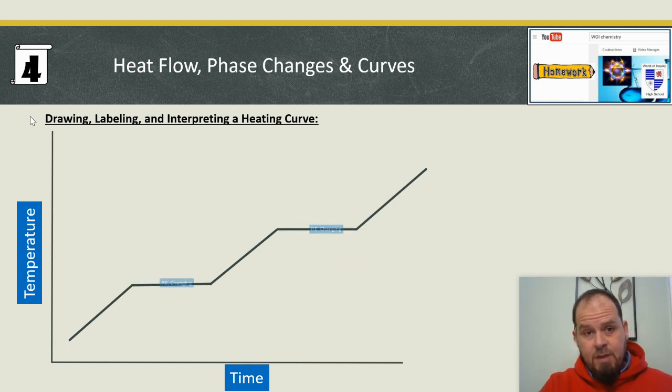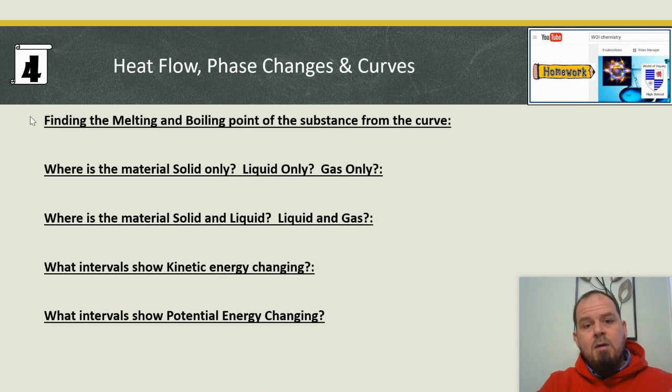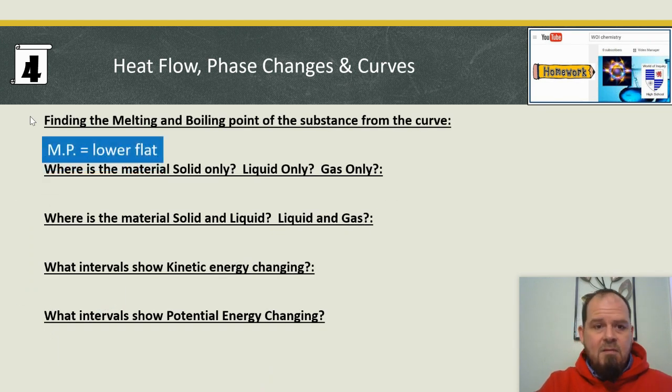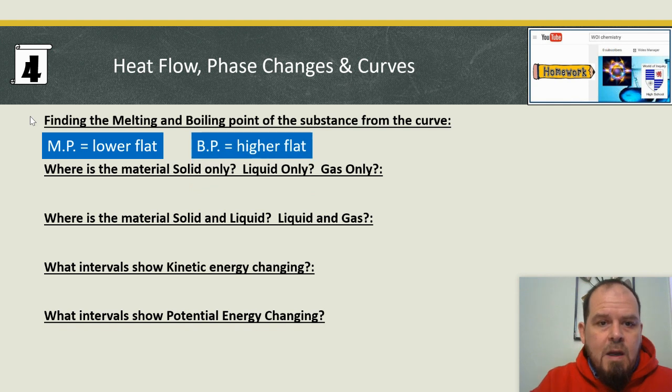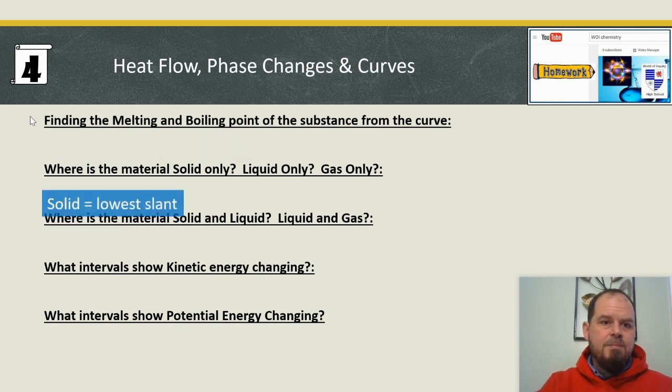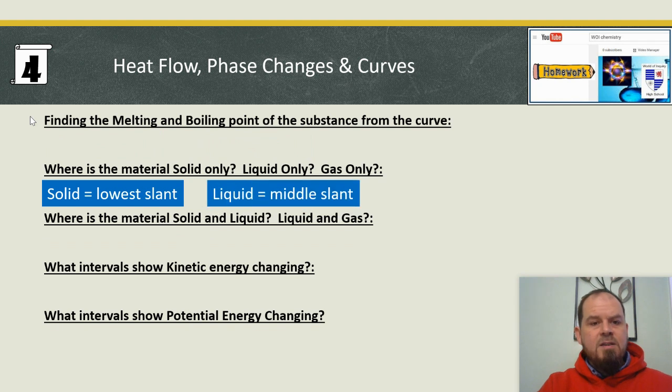Now I'm going to go ahead and do the reverse, or make you write it all again first. So let's do that, and then we'll do the cooling curves, and then we'll be done. So melting point, lower flat; boiling point, higher flat. That's what MP/BP means. We've seen that in class. Solid is the lower slant, liquid is the middle slant, gas is the high slant. Got to know that.